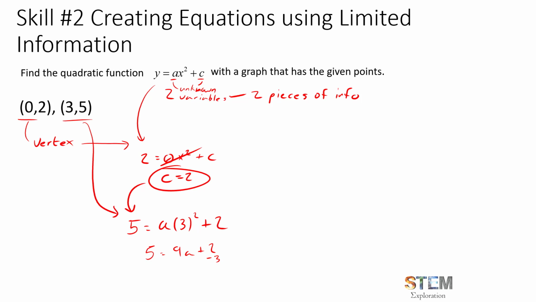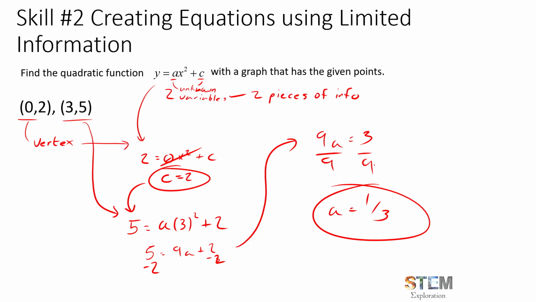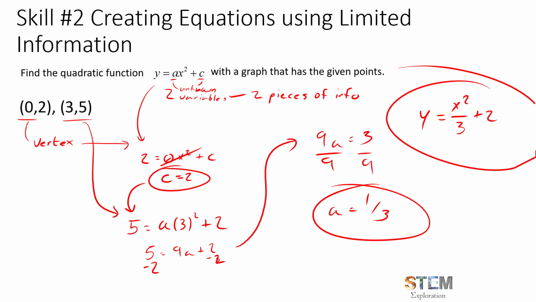We can do some rearranging. Let's just move this up here and say 9a is equal to 3. Divide both sides by 9 and quickly find that a is equal to 1/3. And you just found the other term. So the actual quadratic for this would be y is equal to x squared all over 3 plus 2. And that would represent the quadratic equation for this given circumstance.